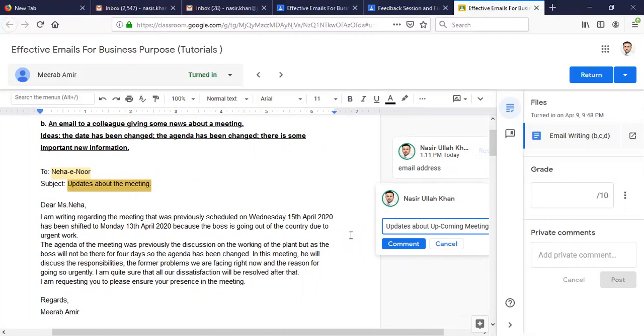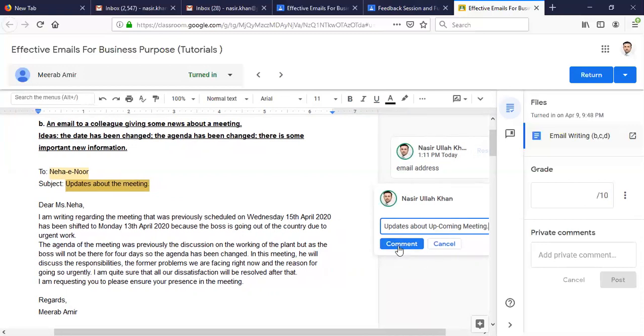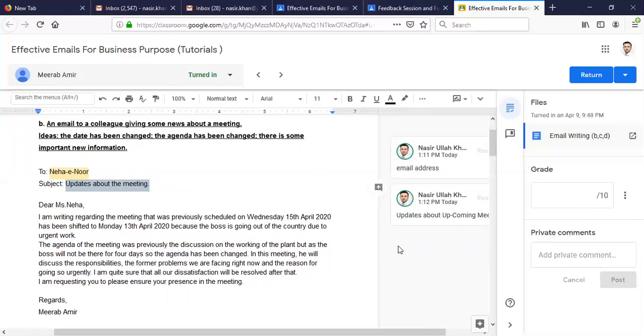However, if you can add something, right, updates about upcoming meeting, that's fine. Now it is more upcoming. There's a meeting coming and we need to talk about the updates. Now, "Dear Miss Neha, I'm writing regarding the meeting that was previously scheduled on Wednesday 15th April 2020 has been shifted to Monday 13th April 2020 because the boss is going out of the country due to an urgent work."